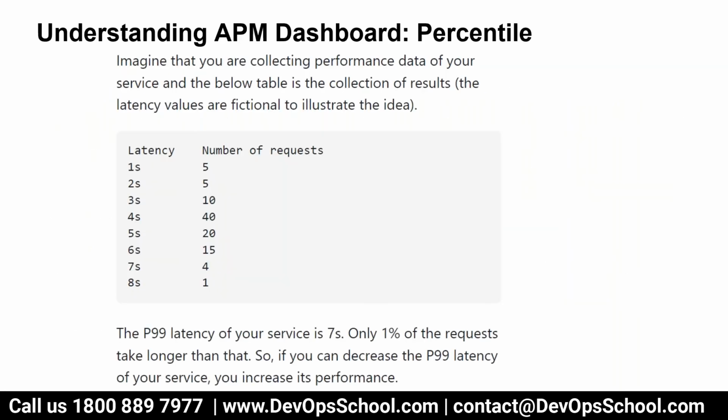Look at this. This is one of the very simple examples to find the percentile. Here there are a total of 100 requests, and there's a table of latency. 1 second has been taken for 5 users, 2 seconds for the remaining 5 users, and like that, 7 seconds has been taken for the last 4 users, and 8 seconds for 1 user. Now you calculate the percentile from the least to the most. So if you try to find the P99 percentile, what is the second you will see? Tell me, what is the percentile for the P99?